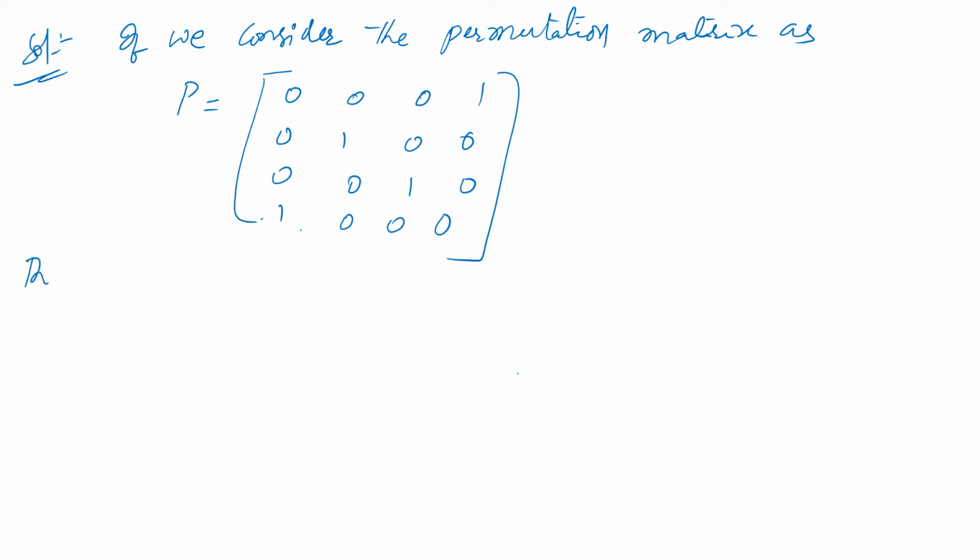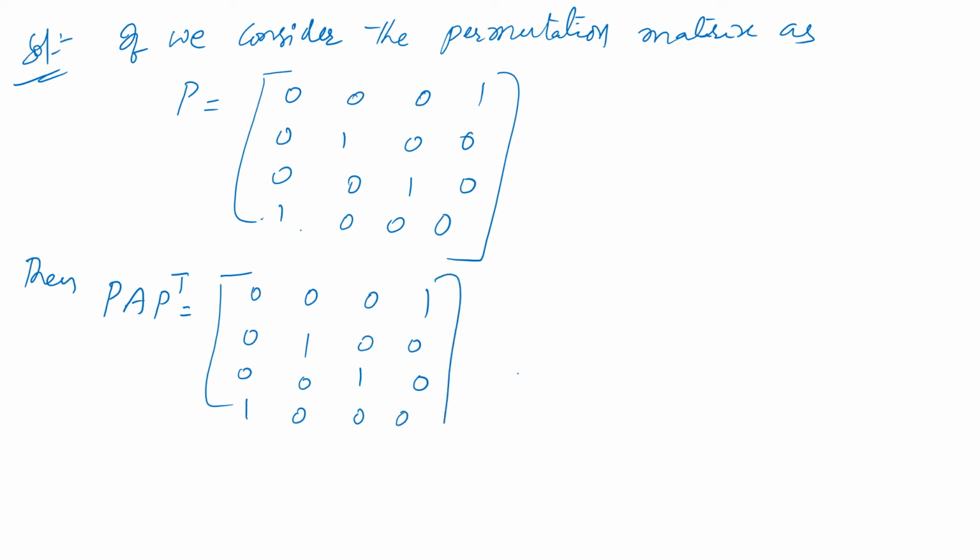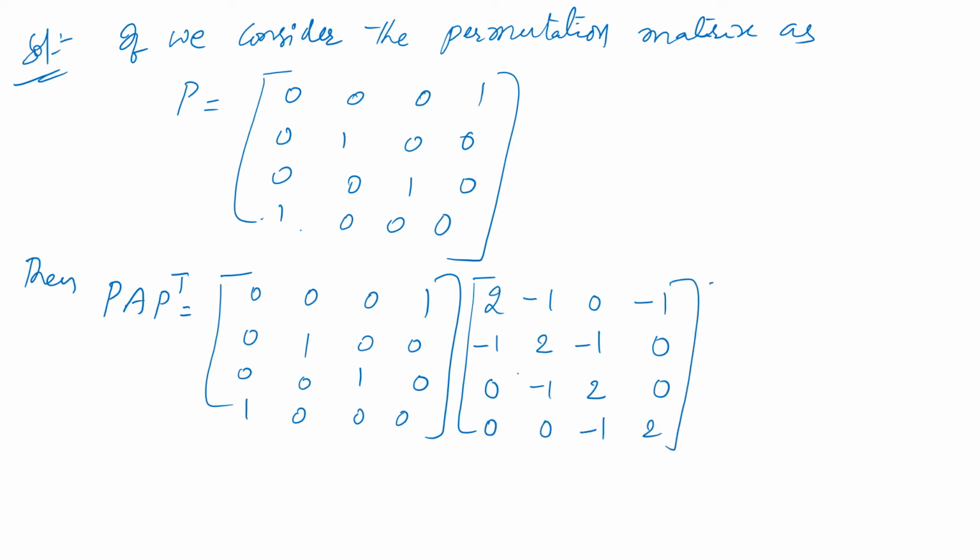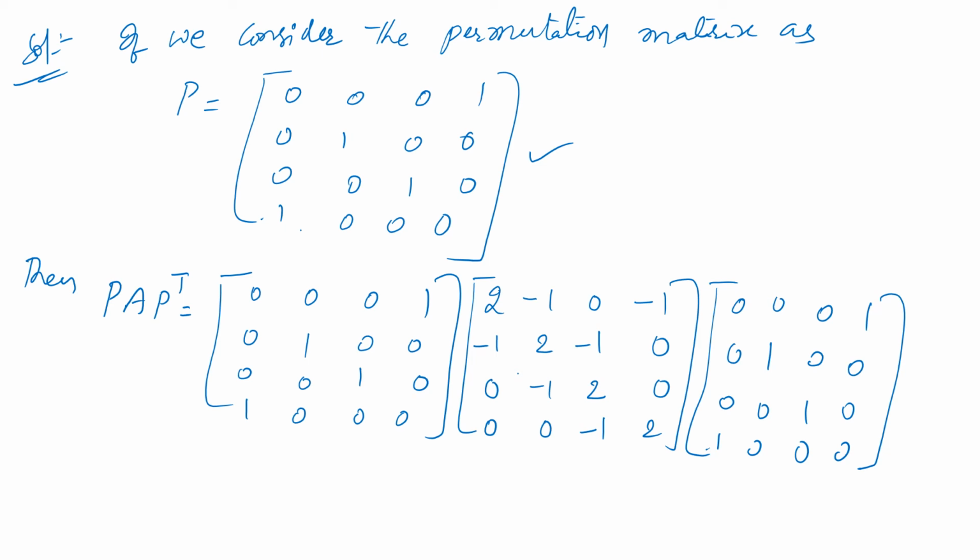Then I have to calculate P A P transpose, right? So let me write 0, 0, 0, 1, 0, 1, 0, 0, 0, 0, 1, 0, 1, 0, 0, 0, multiplied by A. What is A? 2, minus 1, 0, minus 1, minus 1, 2, minus 1, 0, 0, minus 1, 2, 0, 0, 0, minus 1, 2, right? And next one, P transpose: first row becomes first column, second row becomes second column, third row becomes third column, fourth row becomes fourth column, right?